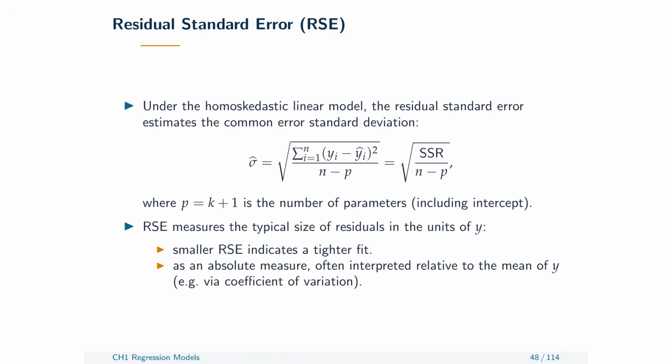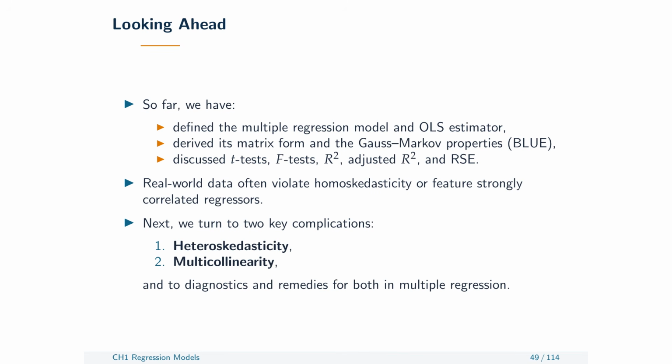The residual standard error estimates the common error standard deviation under homoskedasticity. It is the square root of the residual sum of squares divided by the sample size minus the number of estimated parameters. Unlike R squared, it is expressed in the units of y, so it describes a typical residual scale that can be compared with economically meaningful magnitudes.